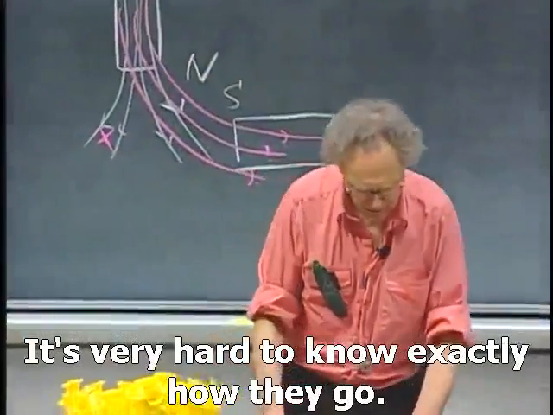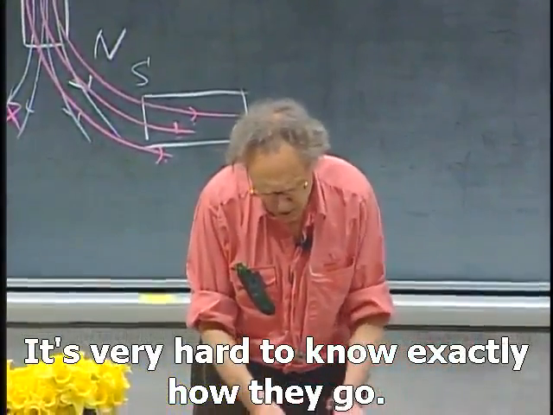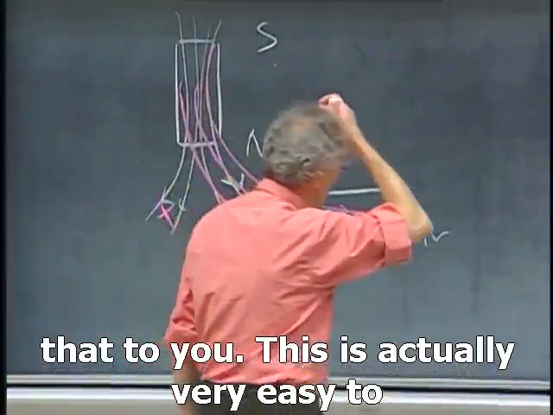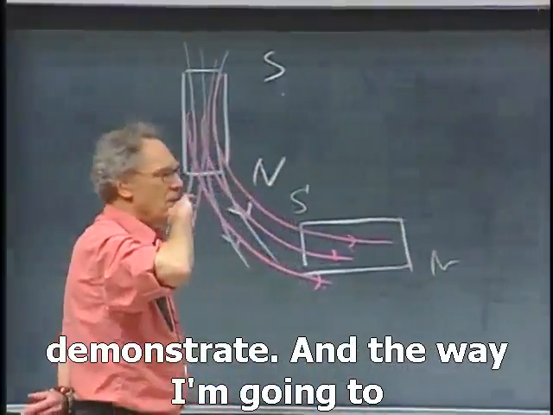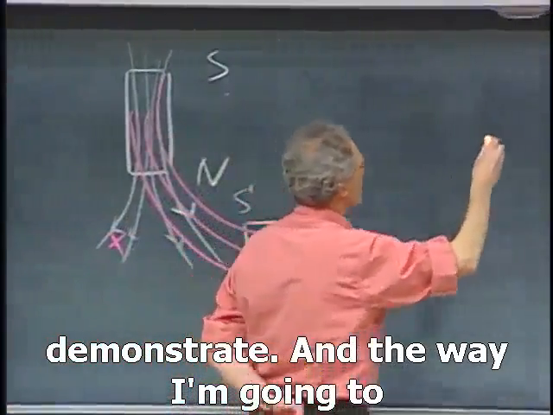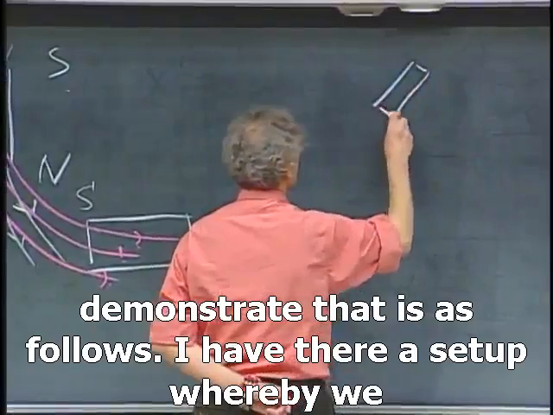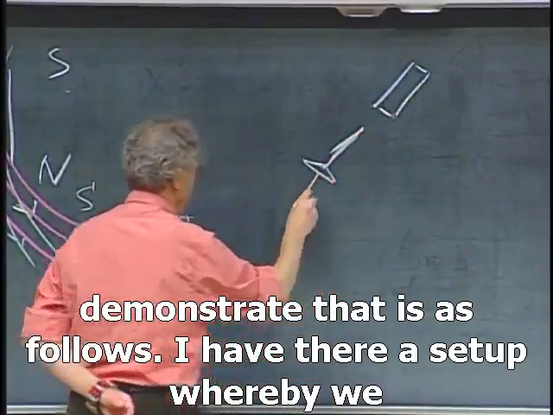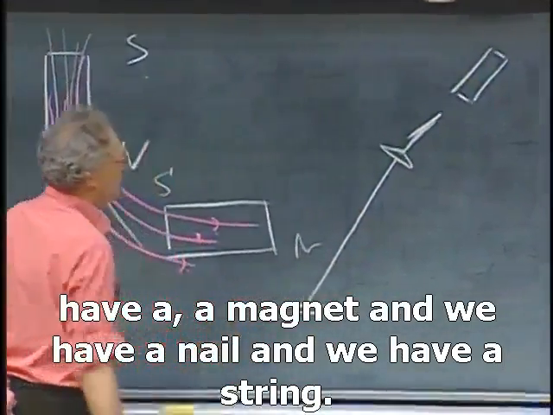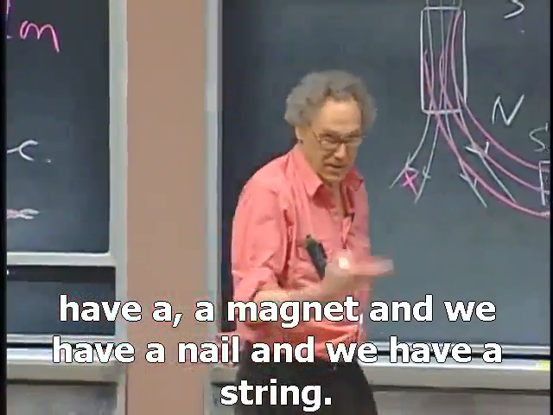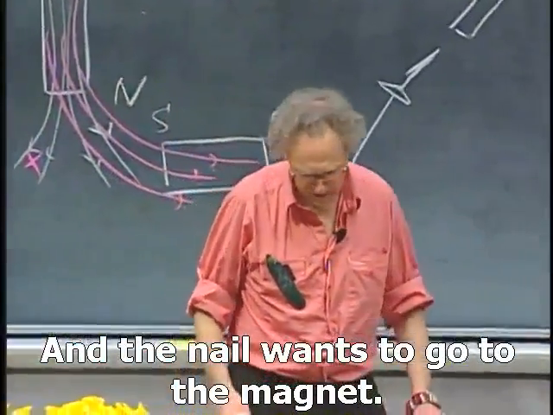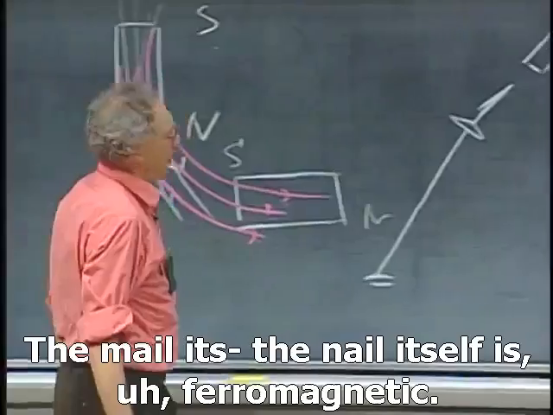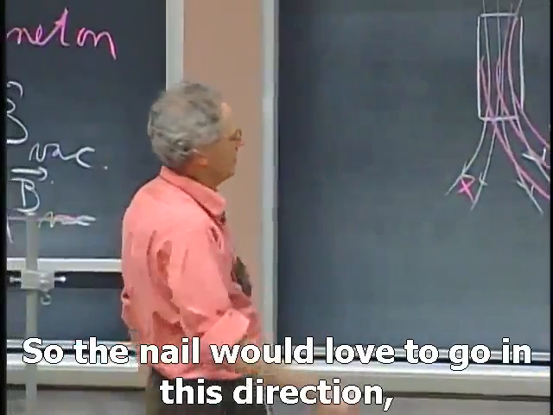And I'm going to demonstrate that to you. That is actually very easy to demonstrate. And the way I'm going to demonstrate that is as follows. I have there a setup whereby we have a magnet and we have a nail and we have a string. And the nail wants to go to the magnet. The nail itself is ferromagnetic. And so the nail loves to go this direction, but it can't. So it just sits there. It hangs there in space.